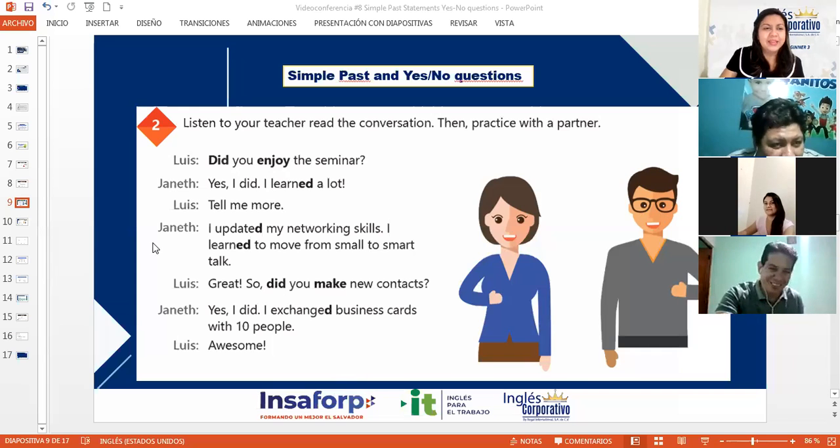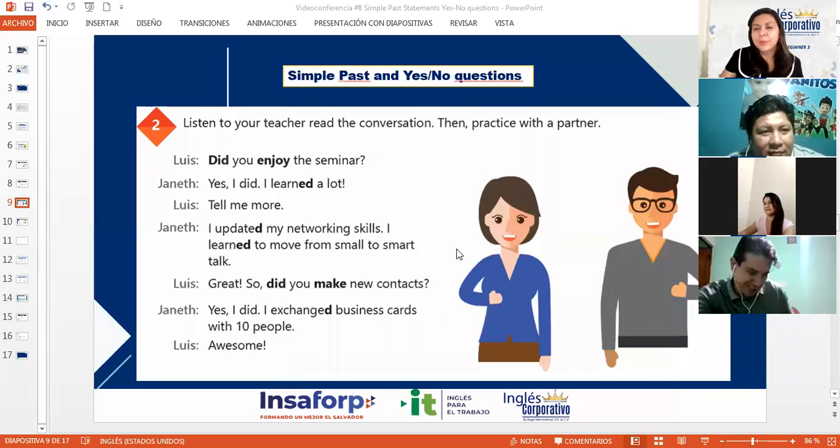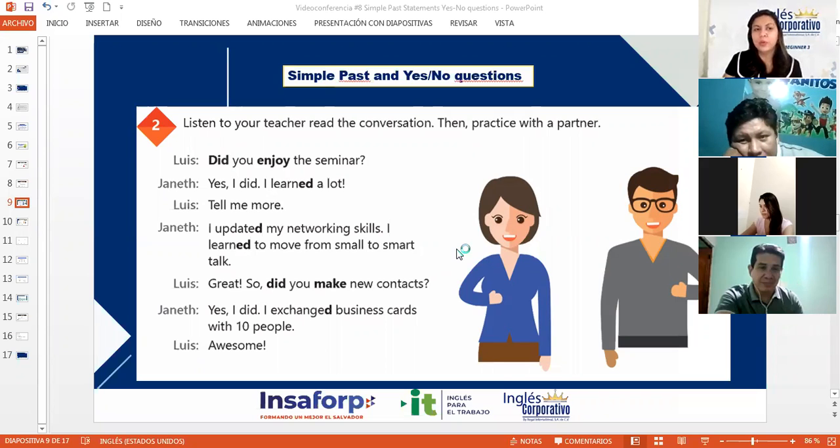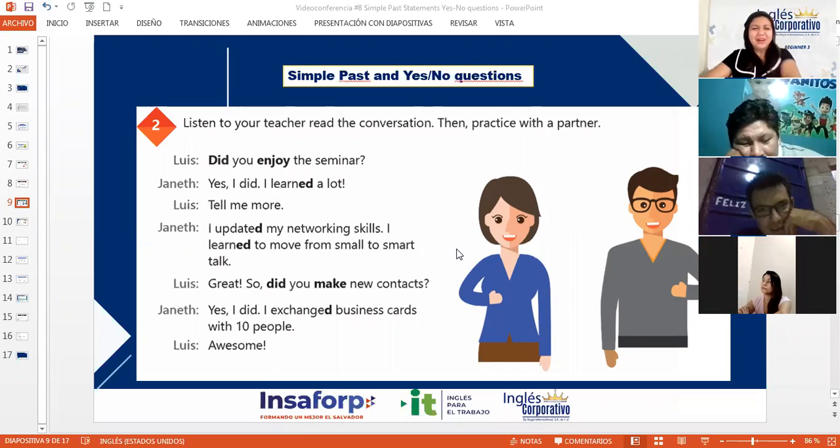Vaya, chicos. Solo quisiera dos voluntarios que les gustaría practicar la conversación en frente de todos. Two volunteers, please. Marco. Ok, Marco. Y Carlos Valverde. Marco, you're going to be Luis, and Carlos, you are going to read what Janet says. Pero háganlo con sus nombres. Marco, you start.